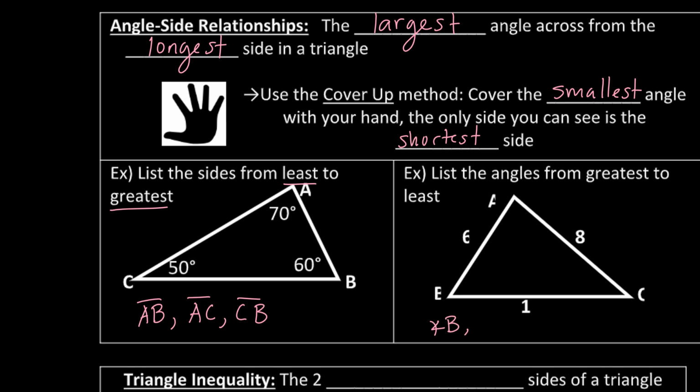And then what is our medium angle? C. Yes. So this line right here, AB, is our medium side. So cover it up. The only angle you can see is angle C. And then what is our smallest angle? A. Yes, because it is across from the longest one there. Any questions on that? Do you understand what we're doing? Yeah. Okay.